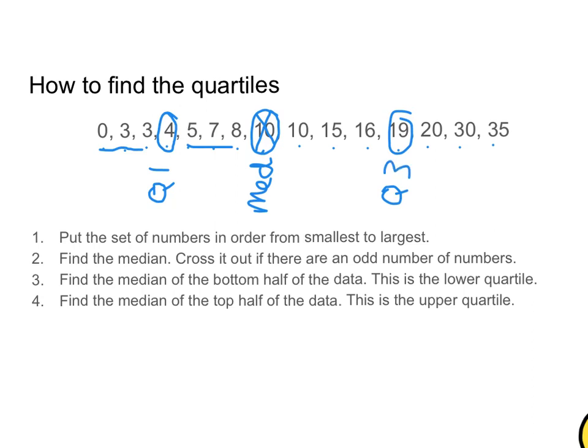So what we did was we just broke our data up into 4 sections. Here is the first section, the second section is here, the third section is here, and the fourth section is here. That's the 4 equal parts of our data. That's the 4 quartiles.